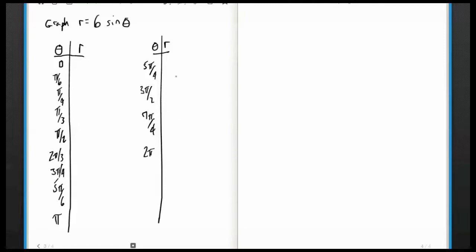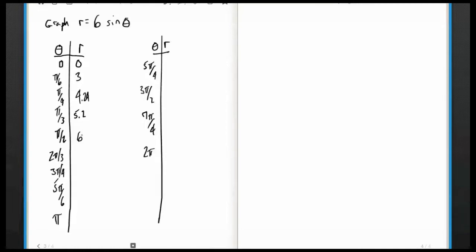Now I took the liberty to calculate these ahead of time, so trust me that this would be 0. No, don't trust me, verify this. This will be roughly 3, this will be roughly 4.24, this will be roughly 5.2. And sine of theta is a maximum when theta equals pi over 2, which is where we're at. So that's 1, so that becomes just 6.